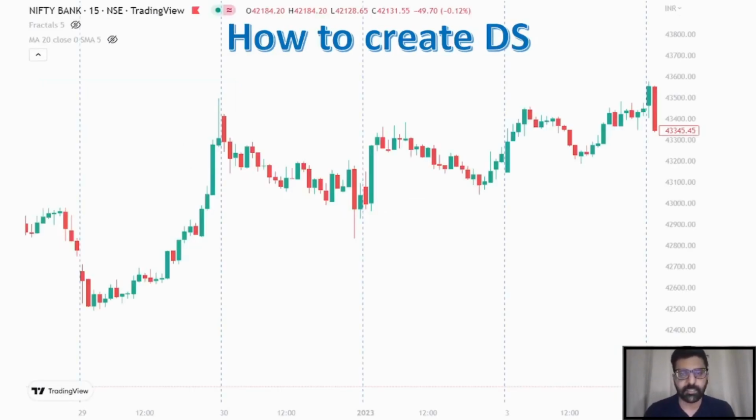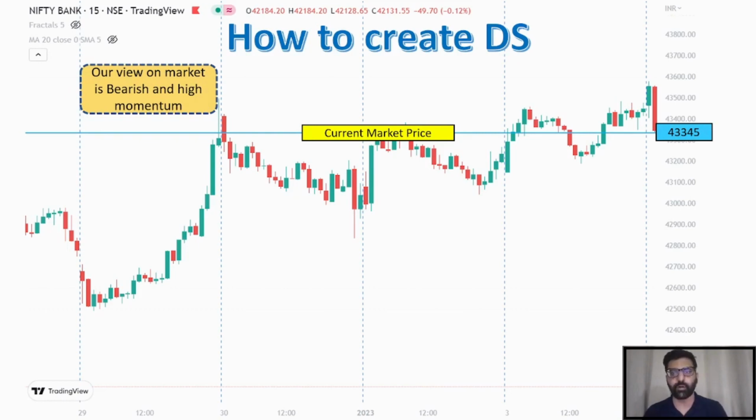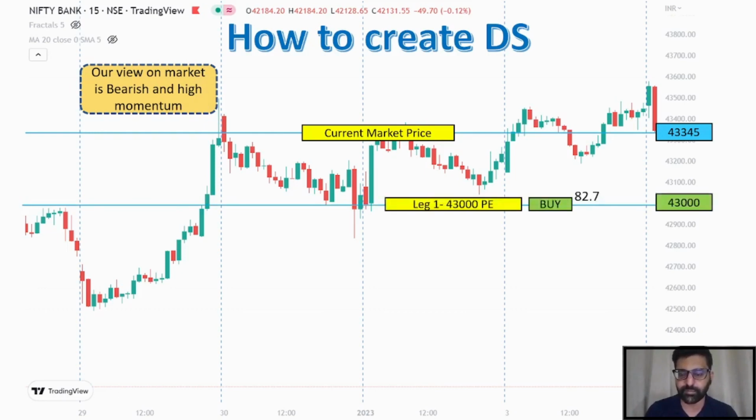All right, so let's first understand how we create a debit spread. Let's say this is the current market situation. The market is at 43,345, and our view of the market is bearish, right? We'll not get into how we've created that view. That's a separate topic. Let's say our view for the market is bearish. So how do we create a debit spread in this case? We can choose a buying strike. Let's say leg one is the buying strike, which is the 43,000 put, which we will buy by paying a premium of 82.7. So this will be our leg one, which is the buy leg.